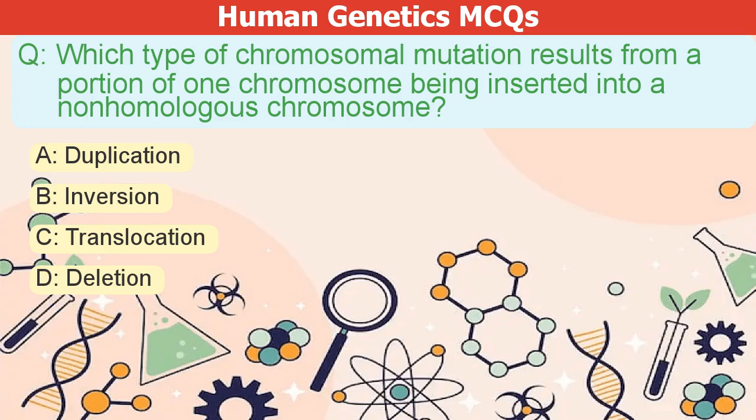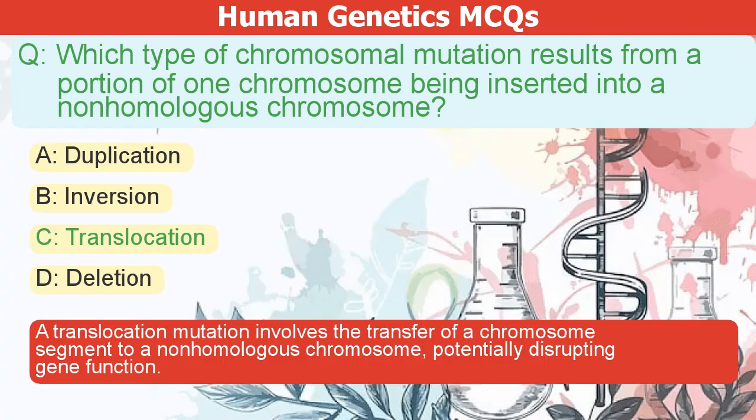Which type of chromosomal mutation results from a portion of one chromosome being inserted into a non-homologous chromosome? A. Duplication. B. Inversion. C. Translocation. D. Deletion. The correct answer is C. A translocation mutation involves the transfer of a chromosome segment to a non-homologous chromosome, potentially disrupting gene function.